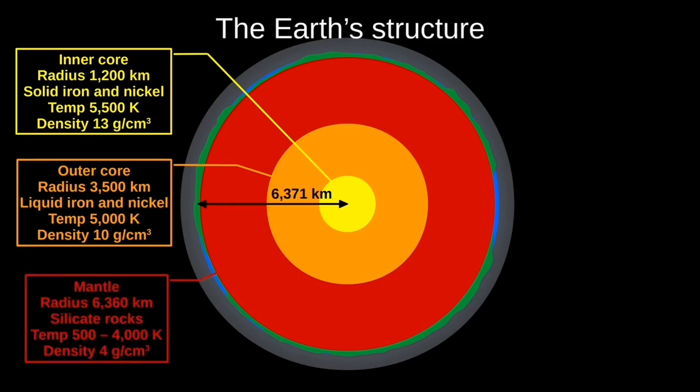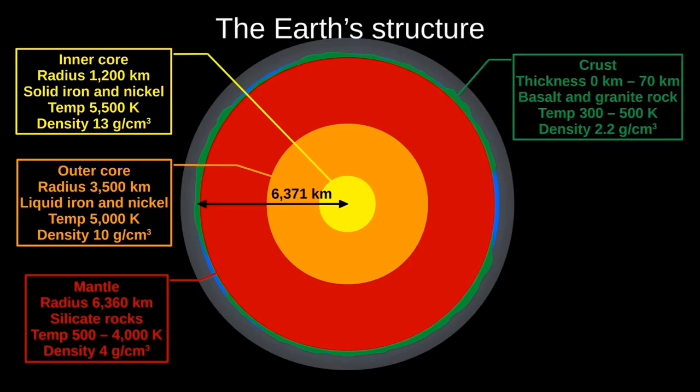Above that is the mantle, which is over 80% of the Earth by volume. This cools as you get further from the core, down to only 500 Kelvin at the top. This is made of mostly silicate rocks. The mantle is solid, but the high pressure is enough that over millions of years it flows like a very dense liquid. On top of the mantle is the crust, the rocks we live on.